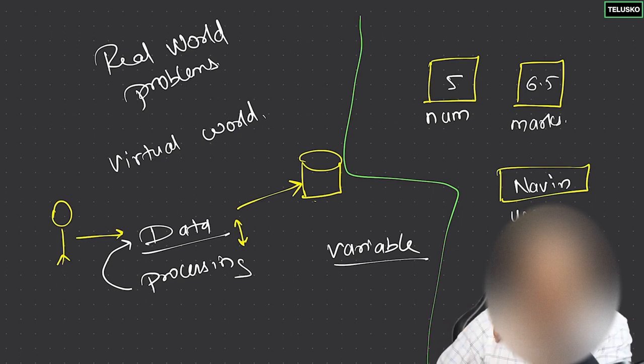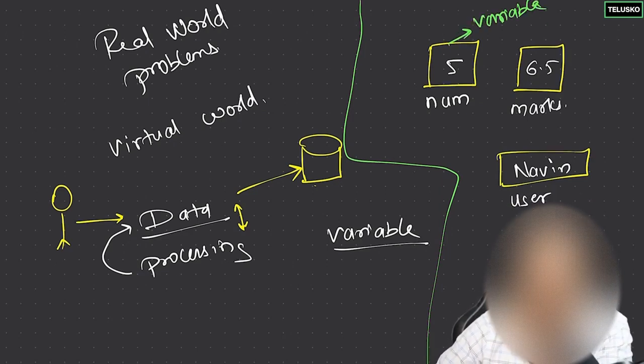Now these boxes are actually called variables. So we can name this box a variable. So what we got till now is that a box will be called a variable, and you'll be having a name to it and a value. So name and value will be there.